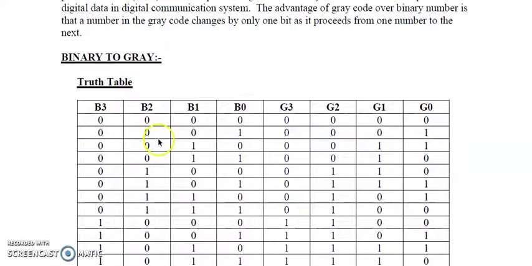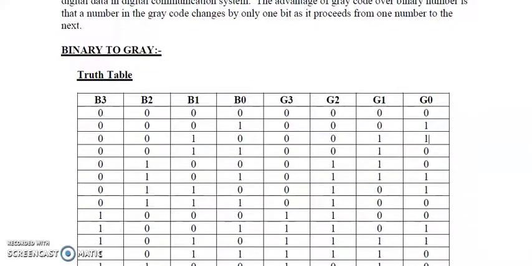So, 0 XOR 0 is 0. Again, then we have to do XORing operation between B2 and B1. So, 0 XOR 0 is again 0. So, G1 is 0. And for finding G0, we have to perform XOR operation between B1 and B0. So, 0 XOR 1 is 1. So, in a similar way, by performing XORing operations, we can find out the equivalent gray codes.